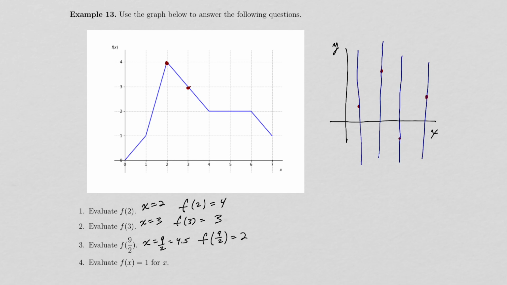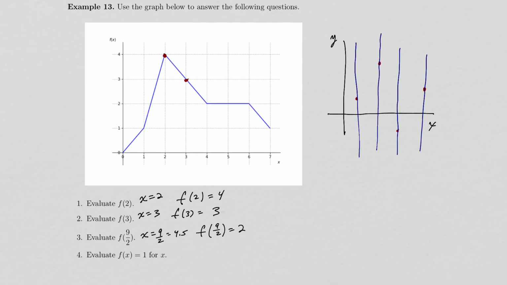And then now I want to solve f of x equals 1 for x. So now my output is a 1, and I want to find the possible inputs. There could be more than one of them. So I go to the graph, and where is it 1? Actually, it is 1 at a couple of places. It's 1 here, and it's 1 here. So there's 2 answers in this case. X could equal 1, or x could equal 7, because the graph is telling us that f of 1 gives me 1, and f of 7 gives me 1.